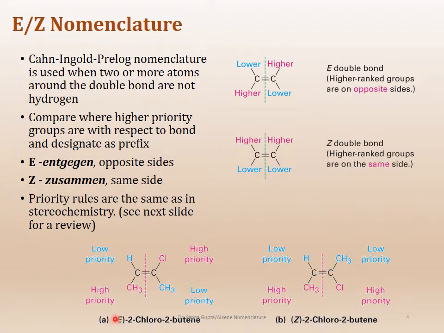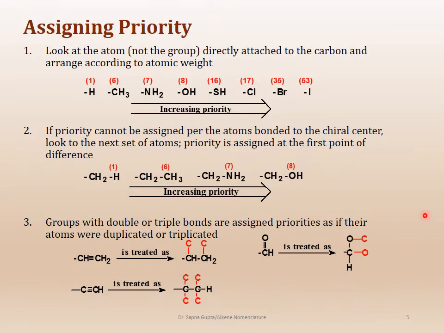So just like R and S, you put the E in the brackets and then a dash and 2-chloro-2-butene. And if the high priority groups are on the same side, then you call it Z. Regarding the priority rules, they are exactly the same as in stereochemistry, and in case you've forgotten, they are on the next slide. So here are your priorities for different groups, and go through them again because this is the same thing as stereochemistry.